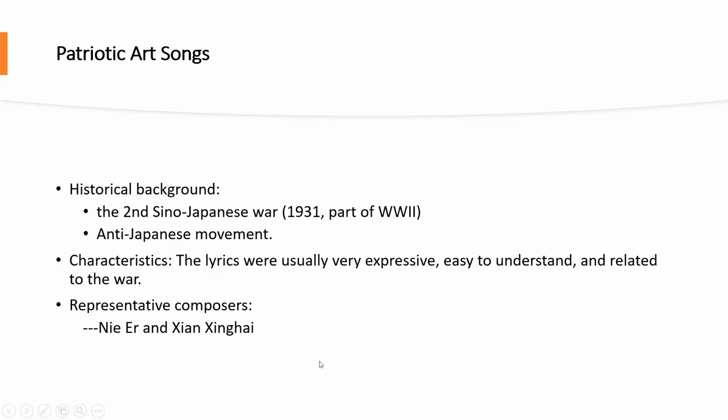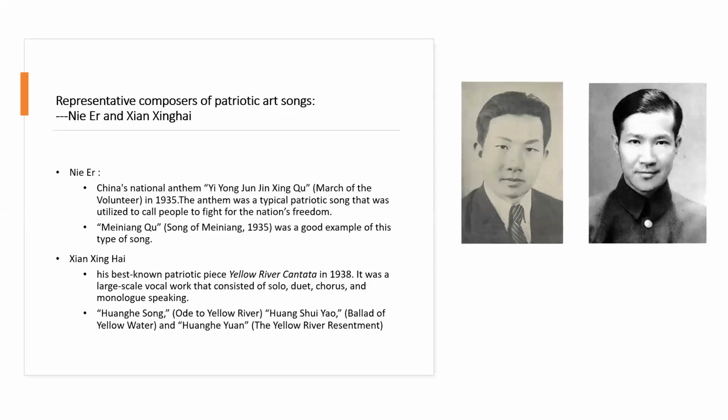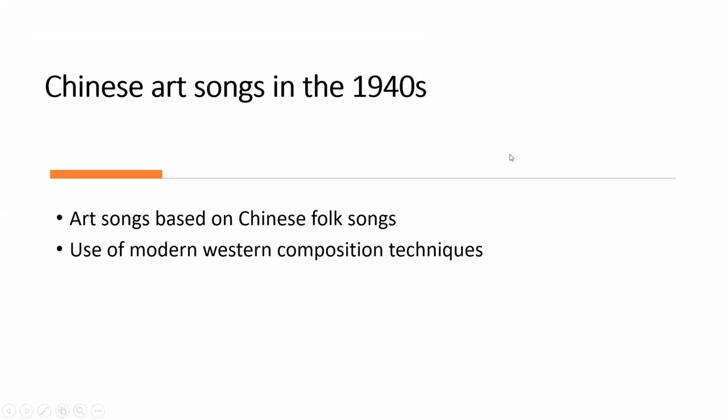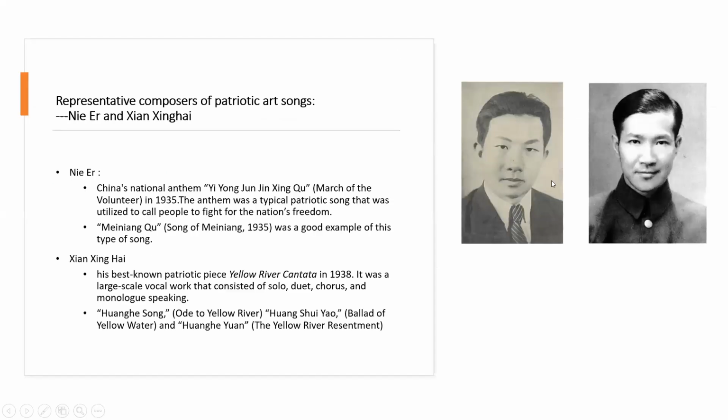And here we're going to talk about two important representative composers. One is Nie Er, in the picture on the left, and one is Xian Xinghai. Nie Er composed China's national anthem, Yiyongjun Jinxingqu, in 1935. It means March of the Volunteers. The anthem was a typical patriotic song that was utilized to call people to fight for the country and fight for freedom. He also wrote many songs that depicted the suffering Chinese people endured during the war.